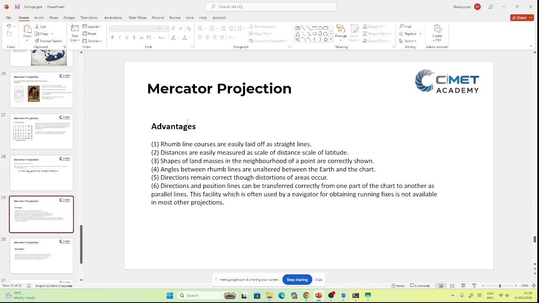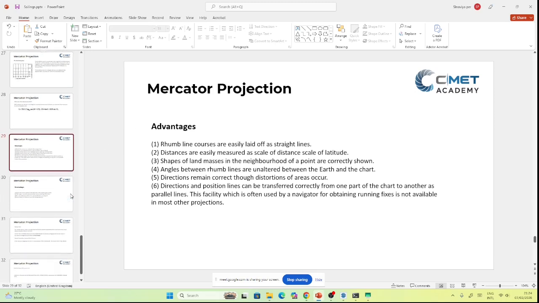Okay. Point number 6, directions and position lines can be transferred correctly from one part of the chart to another part as parallel lines. This facility, which is often used by navigators for obtaining running fixes, is not available in most other projections. You can easily do running fixes in this chart without a problem because you can transfer your courses into another part of the chart. That is what it says.